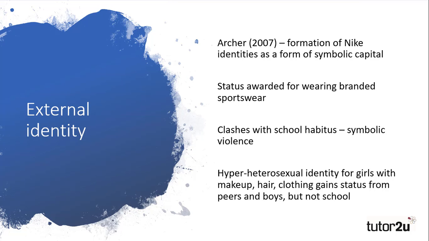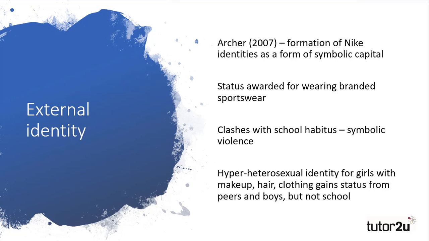Other research by Archer suggests that schools can shape gender identities through rejecting the cultural norms of males and females, particularly those from a working class background. Working class boys will have a distinct habitus, a framework of taste and attributes that forms part of their identity. As schools often reject these values, they will look for status elsewhere. This leads to them obtaining symbolic capital from their peers for the clothes that they wear. In Archer's study, it was branded sportswear.